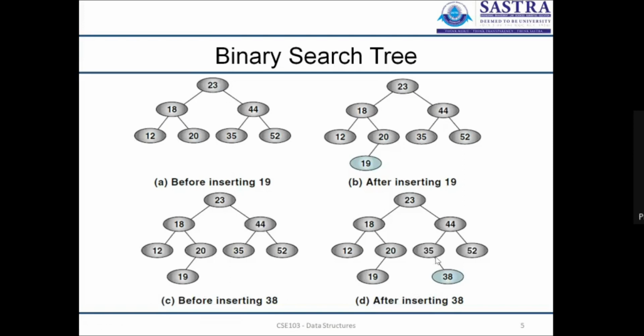The important case is the fourth case. What is the fourth case? Deleting a node with both a left subtree and a right subtree. Okay, deleting a node with both the left subtree and right subtree. How to perform the delete operation?